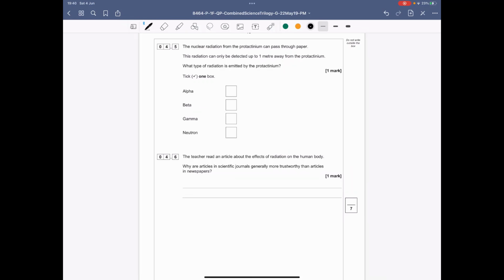Question 4.5. The nuclear radiation from protactinium can pass through paper. The radiation, though, can only be detected up to 1 meter away from protactinium. What type of radiation is emitted by protactinium? So this question is assessing what we know about the 3 different types of radiation, alpha, beta and gamma. Now alpha, we should remember, is stopped by paper.